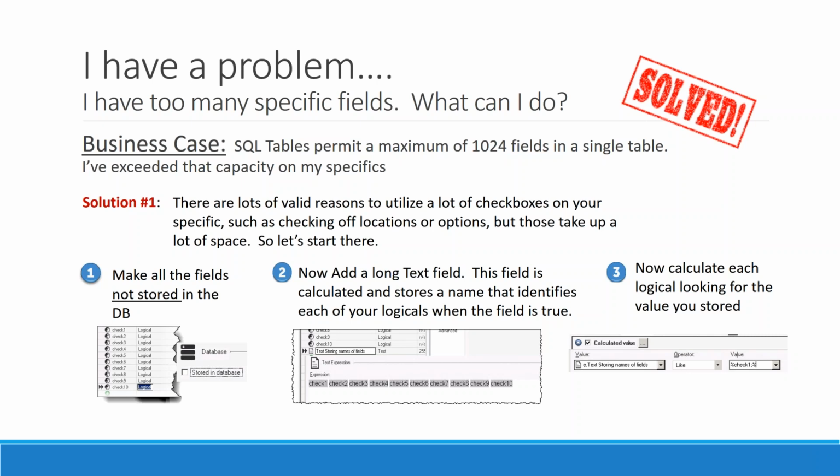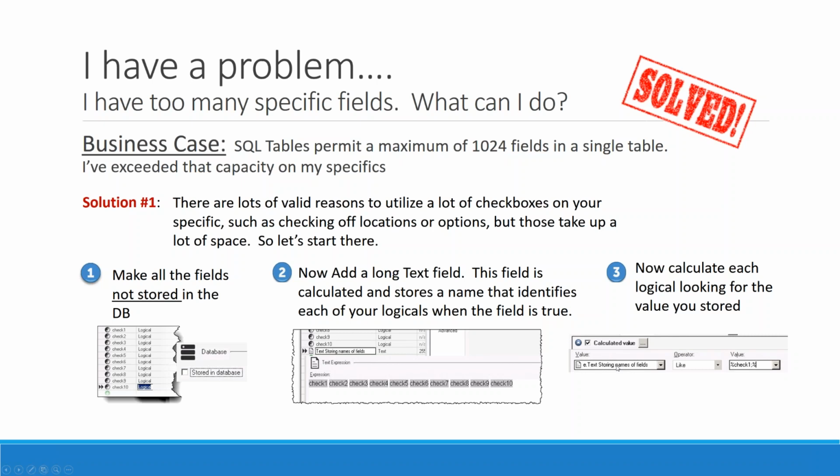Well, I can define all of those, and what I do is I make sure that they are not stored in the database. That seems a little backwards because in order to pull data out, you need to have things stored in the database. However, stay with me. Next, we're going to add a long text field. This text field is calculated and stores a name that identifies each one of these logicals when that checkbox is true. So if check 1 is selected, then I'm going to store the word check 1. If check 2 is selected, I'm going to store check 2, and check 3, check 4, etc., all the way out to the end of my check 10.